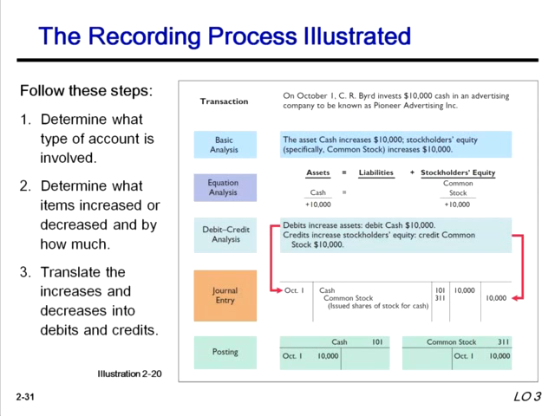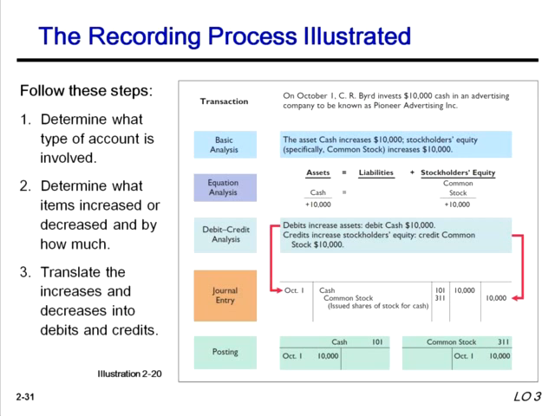So what we have here is an illustration of how we would go about recording a transaction. It says on October 1st, C.R. Bird invests $10,000 cash in an advertising company to be known as Pioneer Advertising Inc. So we have to first think about what accounts are going to be involved and how they are going to be impacted. If cash is coming into the business, we know cash is going to go up.